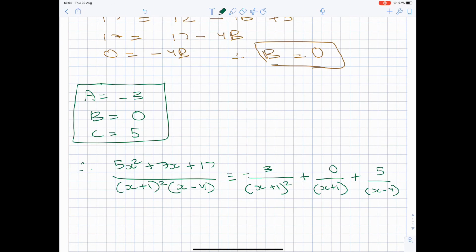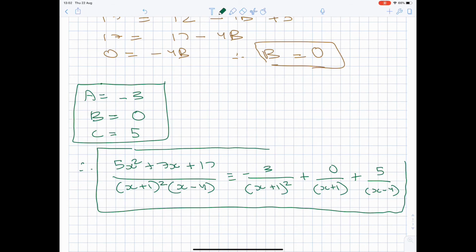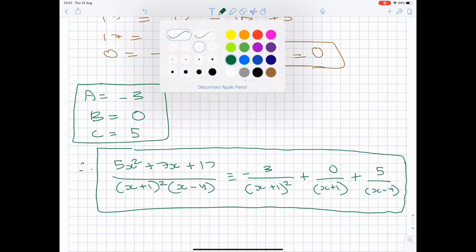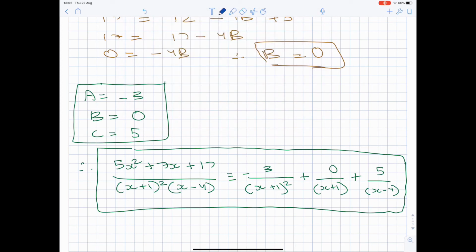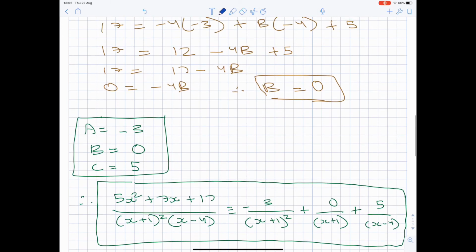That's just a nice, neat way to show the examiner that you've really understood how to answer this question. So that's what I'm doing in the box, what I'd write in the exam to finish the question up. And that is it. That's how you answer this question on partial fractions.